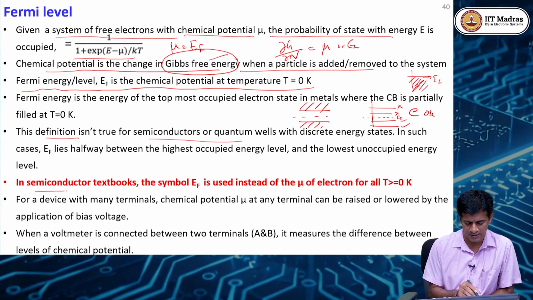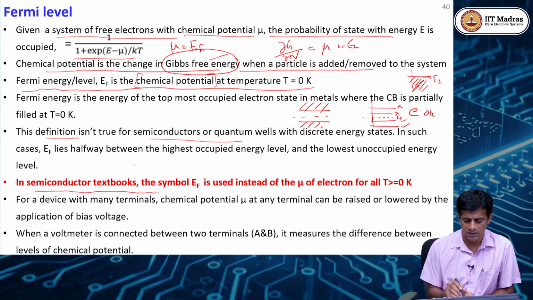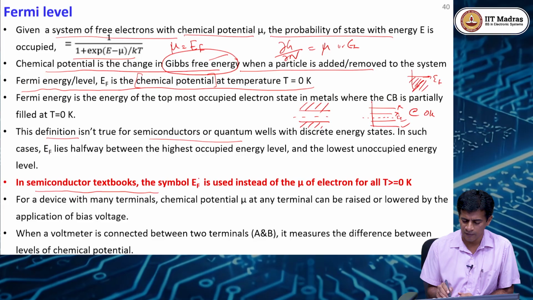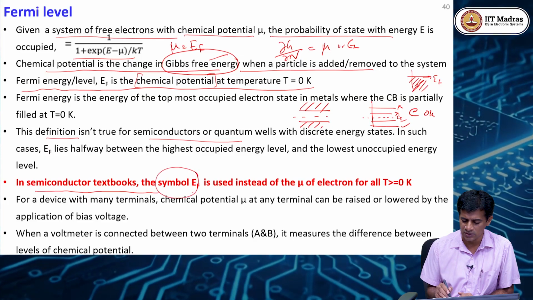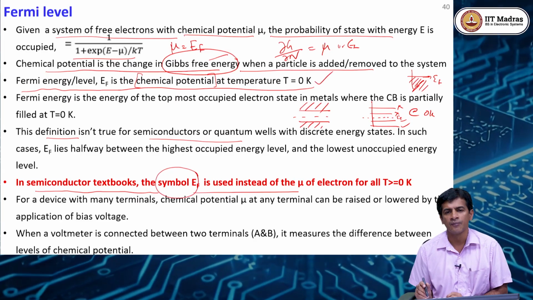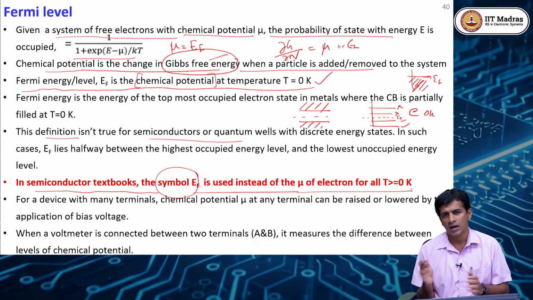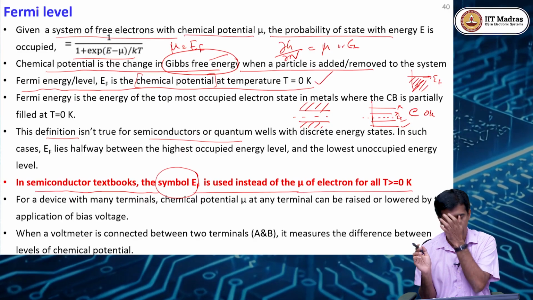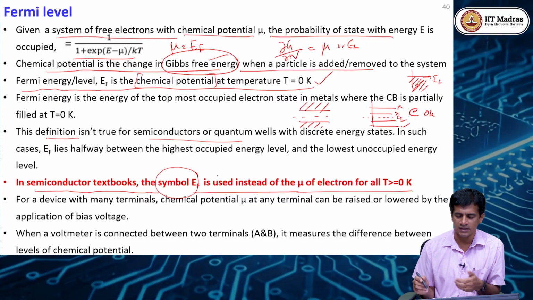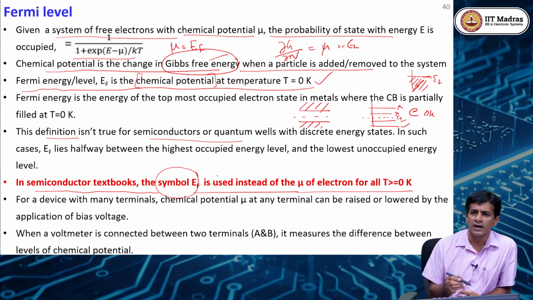In the semiconductor textbook, we rarely see the term chemical potential. We normally use the nomenclature Fermi level, and we typically use EF instead of mu, although strictly they are identical only at 0 Kelvin. We assume both are identical for all temperatures. If you look at a chemical engineering textbook versus a solid state or semiconductor textbook, semiconductor books normally use Fermi level, while chemical engineering books use chemical potential.